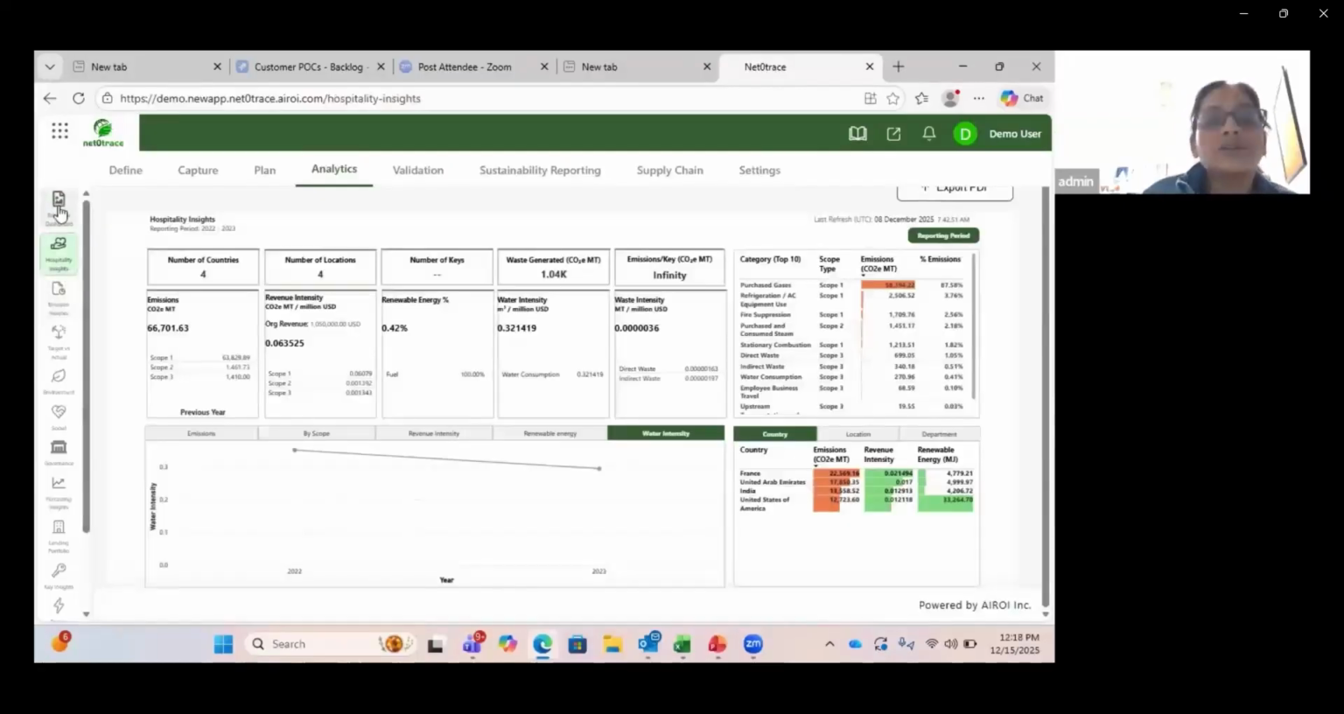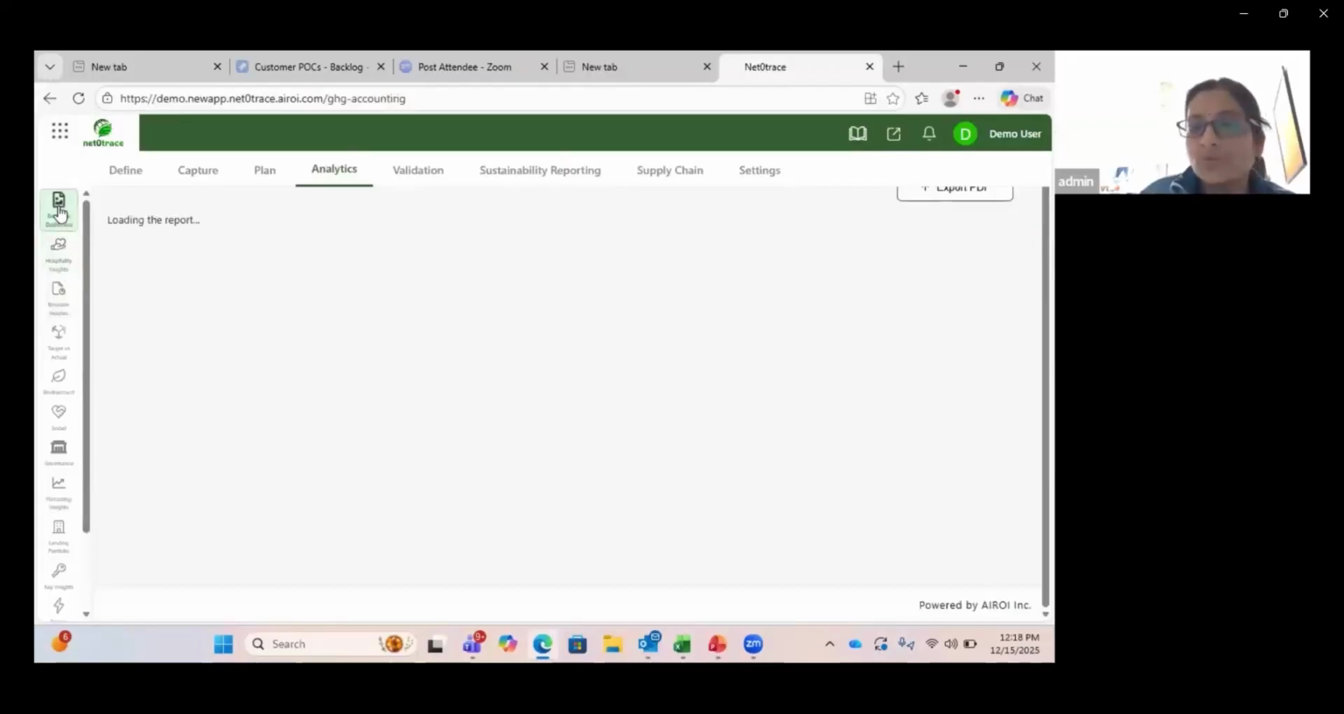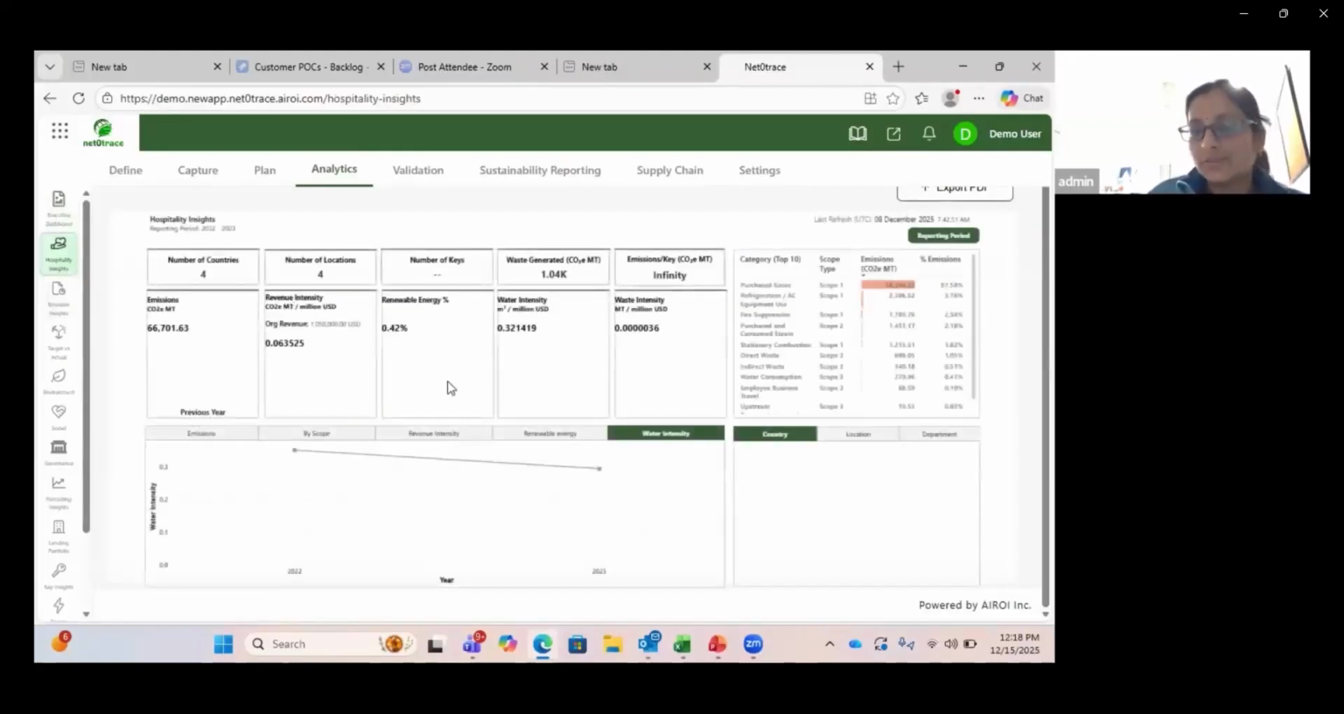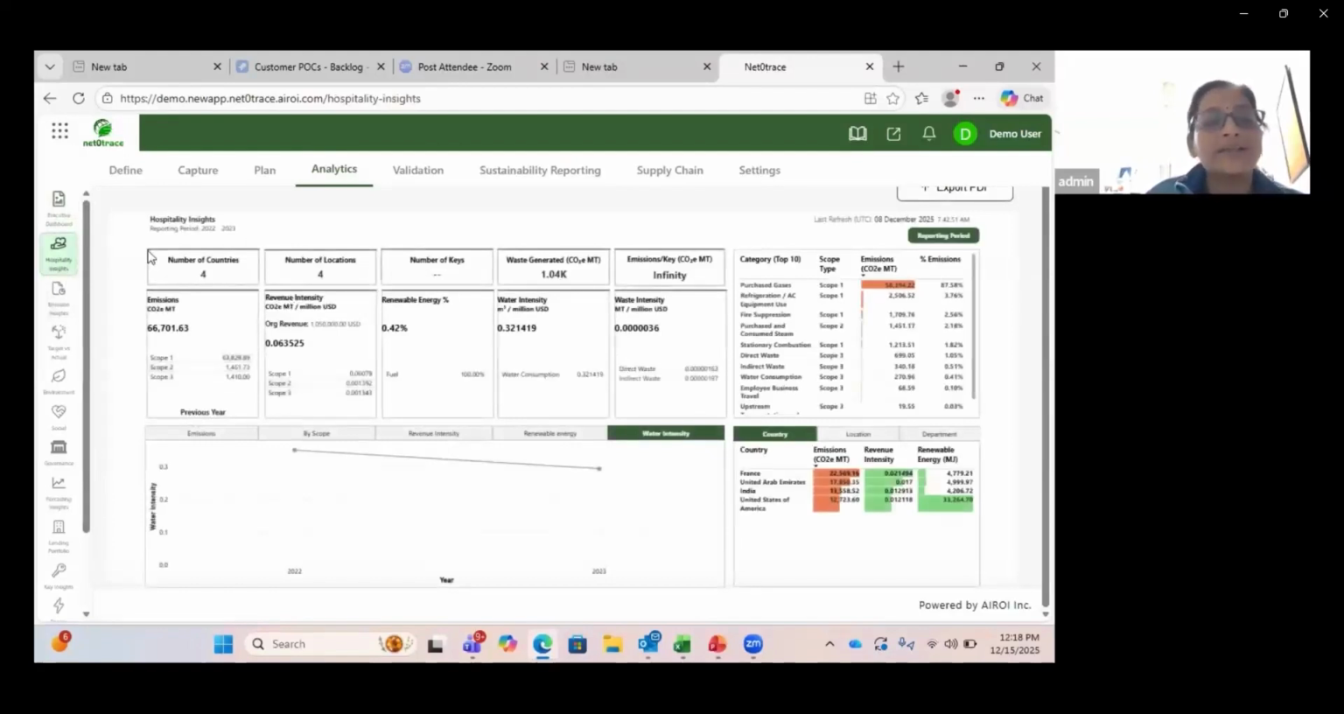The one that I showed you was a generic dashboard which we can use across industries. When we come specific to the hospitality sector, we have this particular dashboard refined exclusively for hotel chains, where it tells them how many countries, how many locations, how many keys, how many rooms they are servicing, and what is the waste generated, because waste is one of the key parameters which is tracked for the hotel sector. What is the waste generated, and what is the emission per key? So per room, what is the emission?